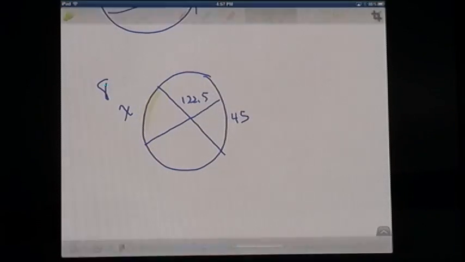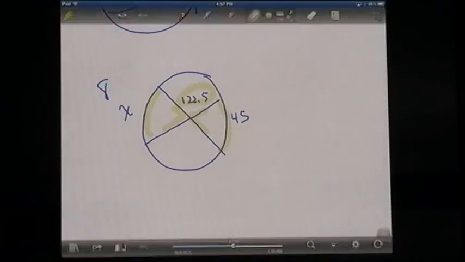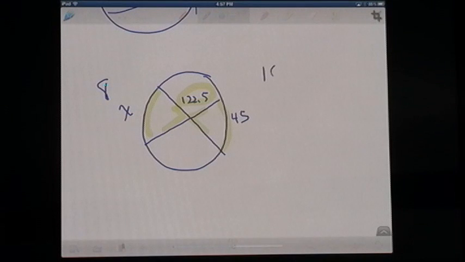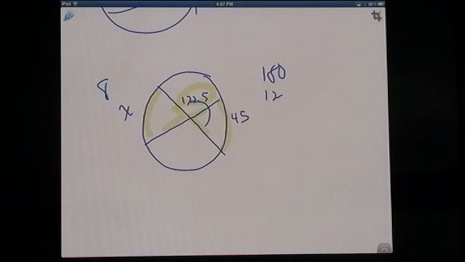Okay, if you average these two arcs, you're going to get this angle. But the angle that you have is on the outside. So you've got to find what the angle on the inside is. Since that's a straight line all the way over, 180 minus 122.5, which gives you what, 57.5? Okay, so now we know that that inside angle is 57.5.